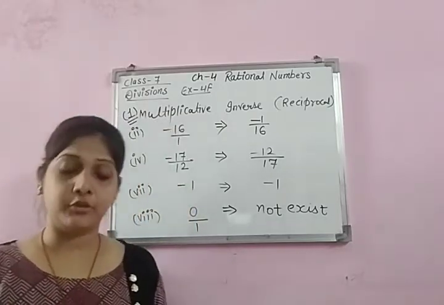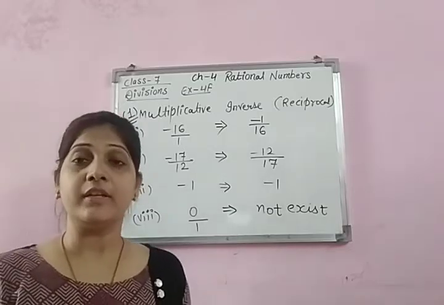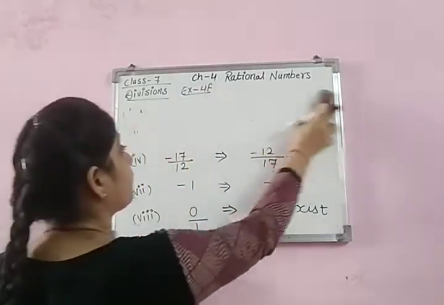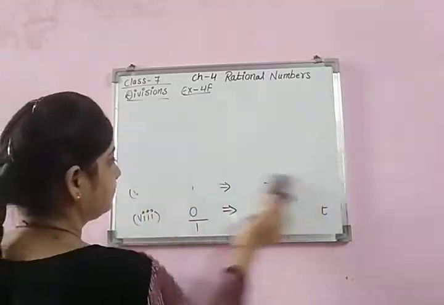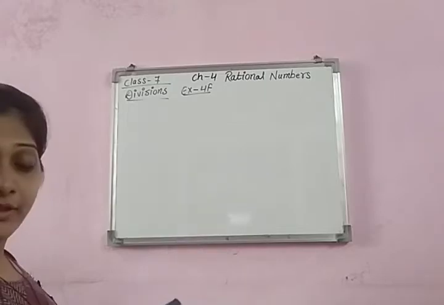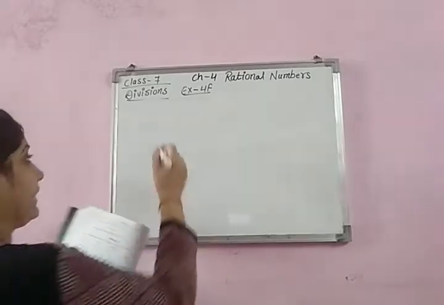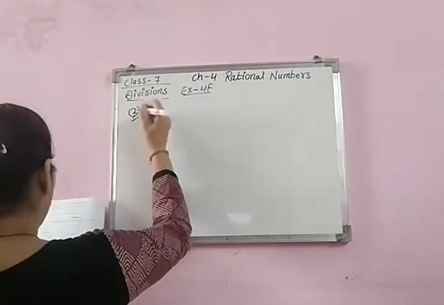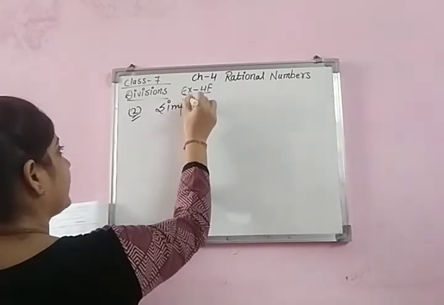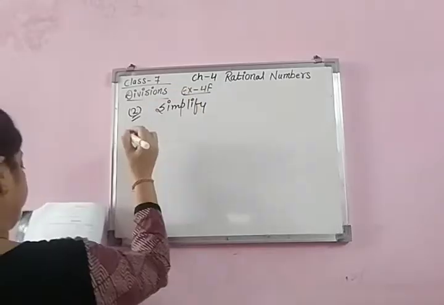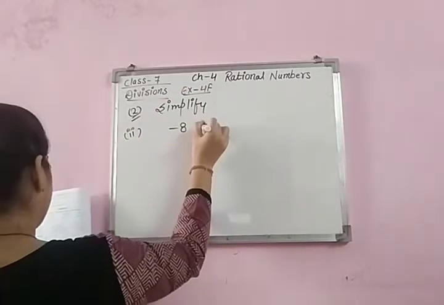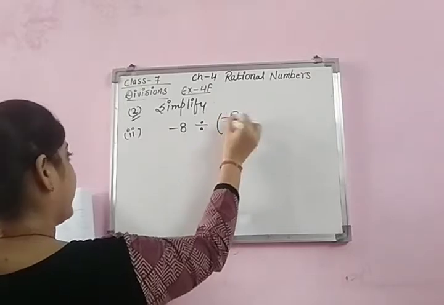Now question number 2, we are going to solve division, simplification, where we will use the concept of reciprocal. Like we have done division of fractions, in the same way we are now learning it for rational numbers. They can be positive, negative, or even 0. So let's do its second part: negative 8 divided by negative 5/16.